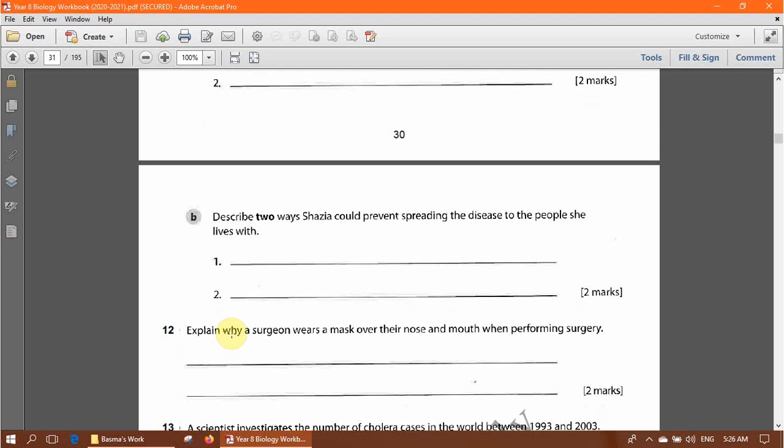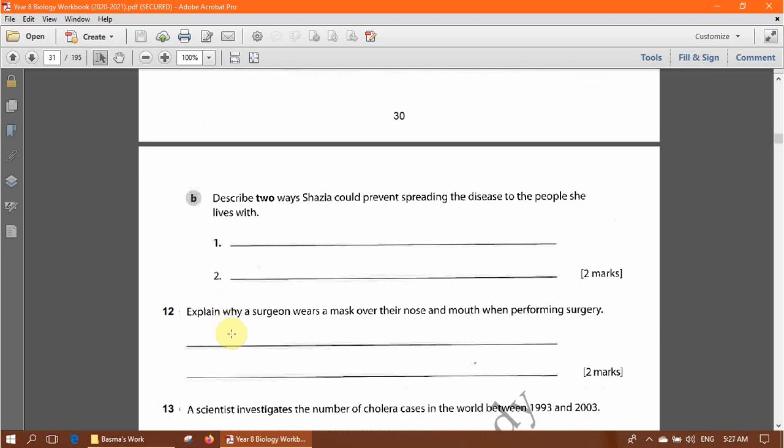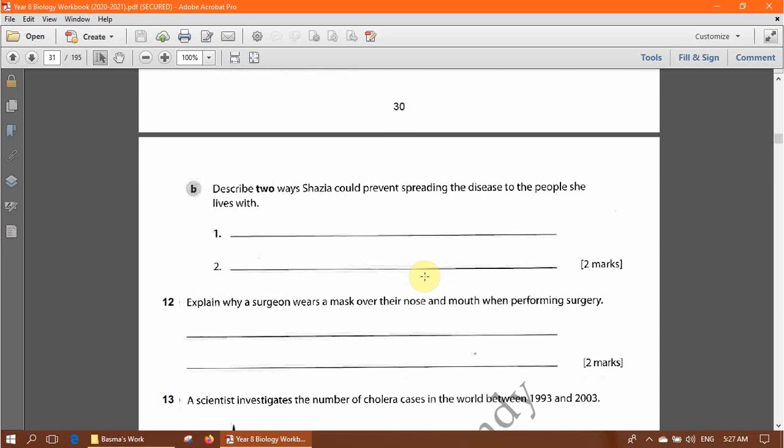I want to describe 2 ways to prevent the spread of the disease to the people she lives with. So because she has influenza, she should cover her nose and mouth when coughing or sneezing. She also should wash her hands regularly. She shouldn't share cups or her utensils with other people.